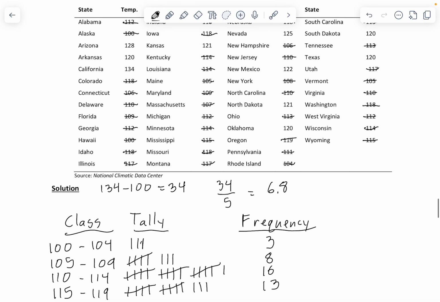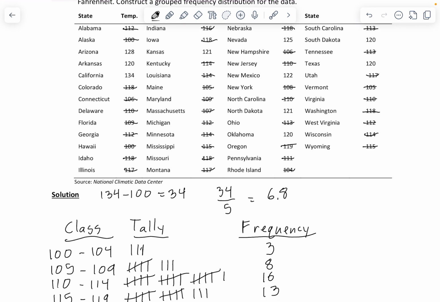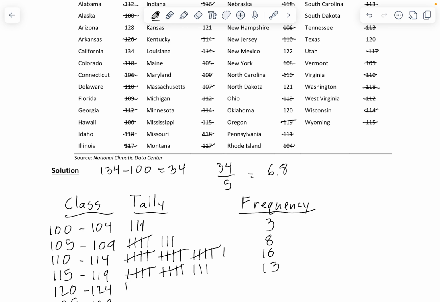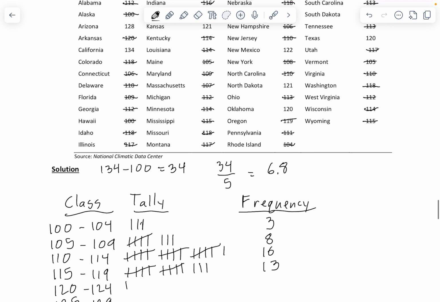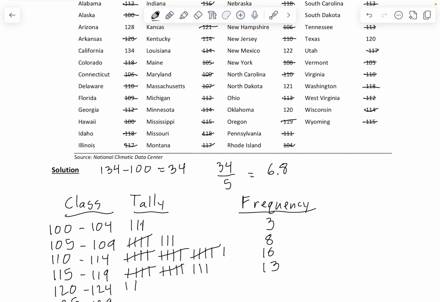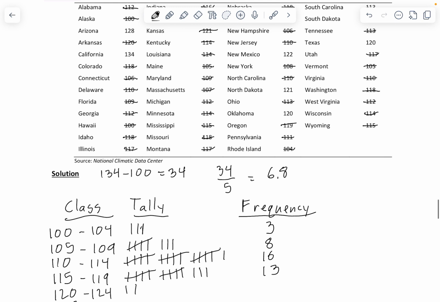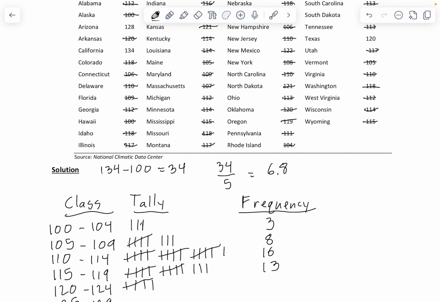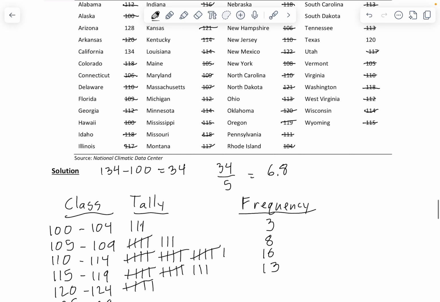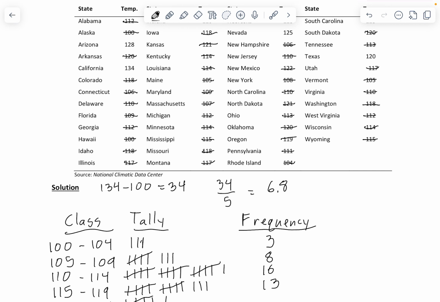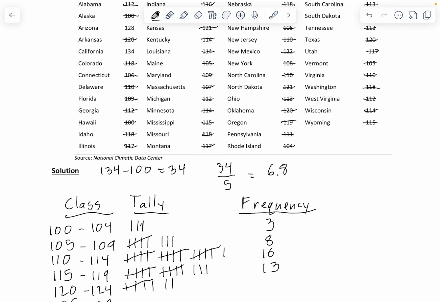120 to 124. There's not that many left, so the rest should go fairly quickly. We have Arkansas, and then nothing else there. Kansas. New Mexico. North Dakota. Oklahoma. South Dakota. And Texas. That looks like that's it for that category, a frequency of 7.